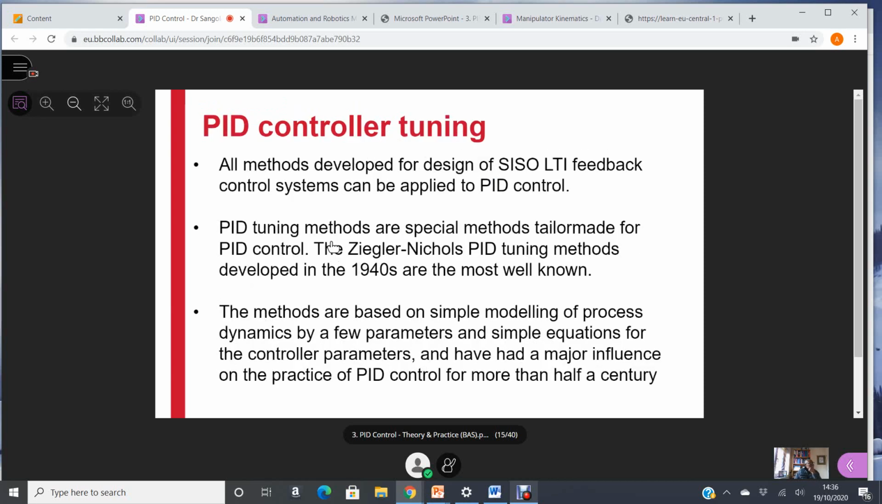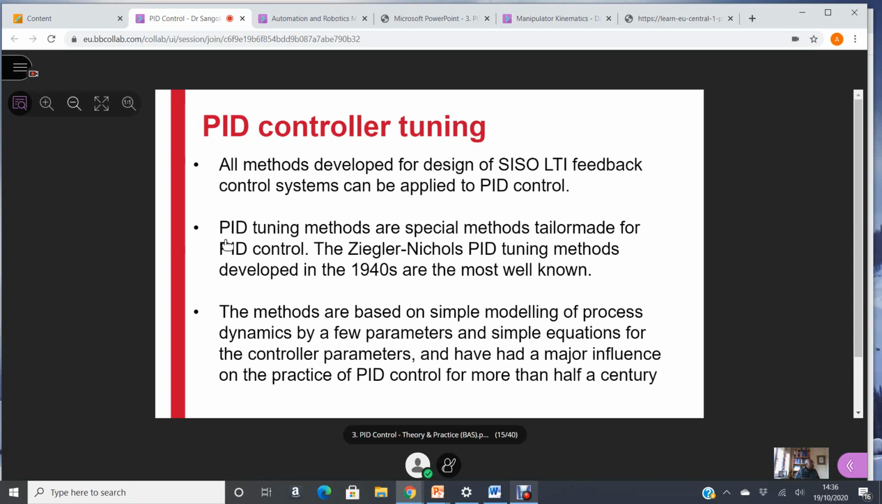Right. So now that brings us to the next issue that is important to discuss, and that is how do you tune the PID controller? How do you set the gains that you need for implementation of the controller? Well, the first thing to note is that all the classical control design techniques can be applied to determine the gains.